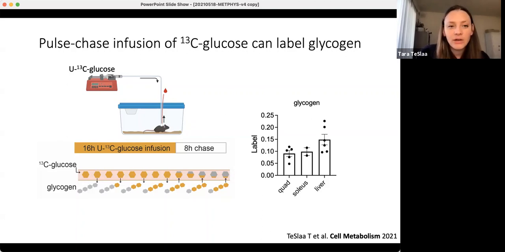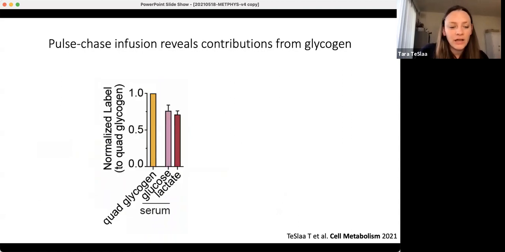So this is a good tool to use glycogen as a tracer. And so to demonstrate how we can use this to look at the labeling of glycolytic intermediates, I'm going to focus on the quad. So when we look at the quad and we normalize other metabolites to the labeling we see in quad glycogen, what we see is that circulating glucose and lactate are still labeled about 75%.